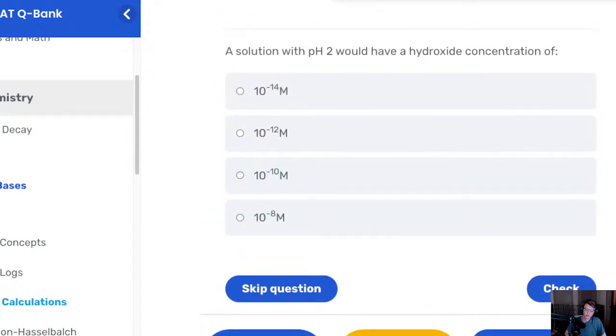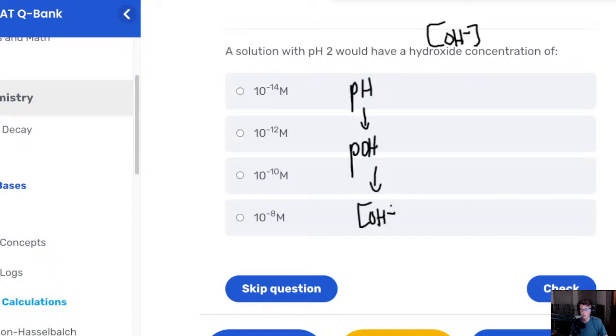Okay, now we're working in reverse, right? Previously we had been looking at, given a concentration, what is that p-value? Now we're going to look at the other direction. In this case, it says a solution with pH 2 would have a hydroxide concentration of blank. Again, we can think about using our concept map, trying to use our recall. Just try and recall it now. It's going to be pH. If we can, we always want to go through p scales. So we're going to go to pOH and then to hydroxide concentration. pH is 2, pOH is 12, hydroxide is 10 to the negative 12.